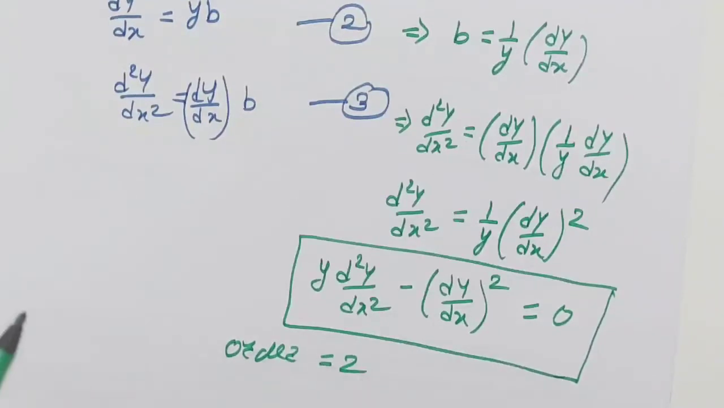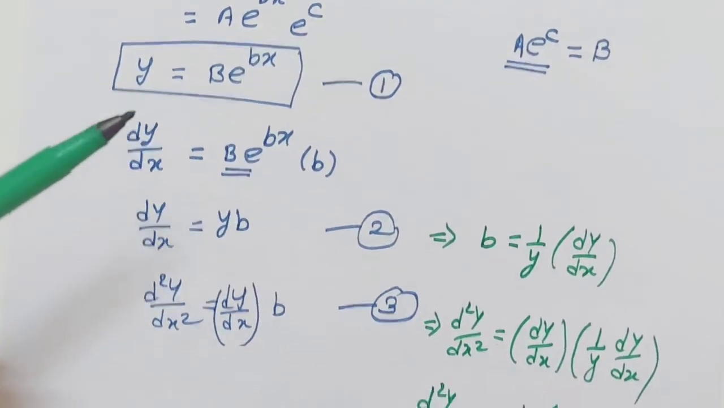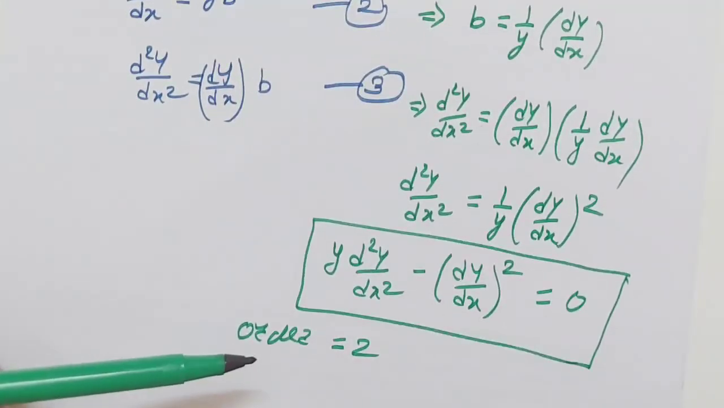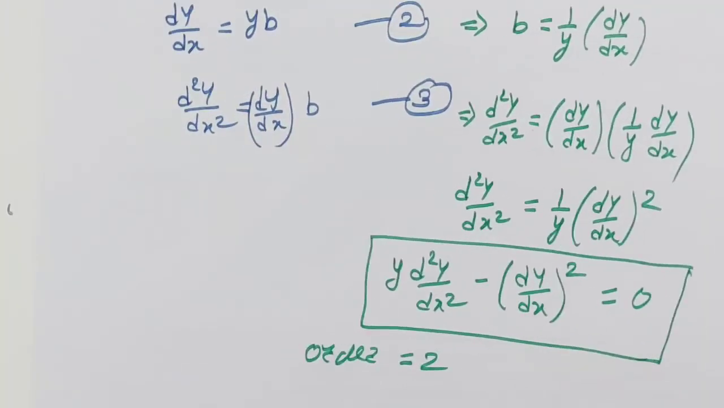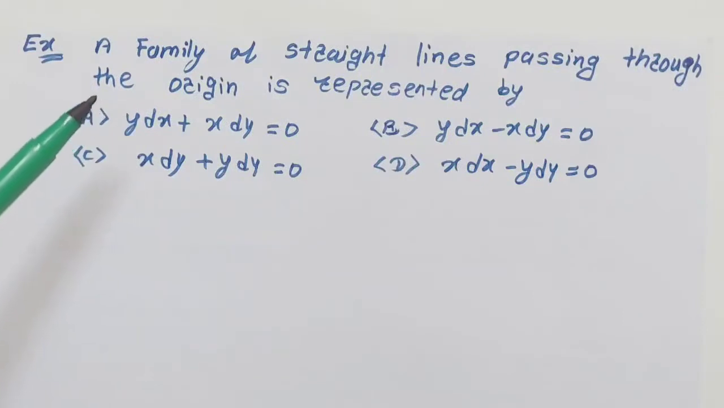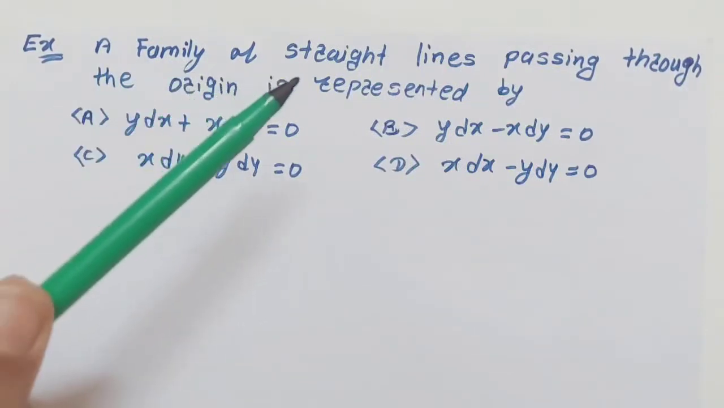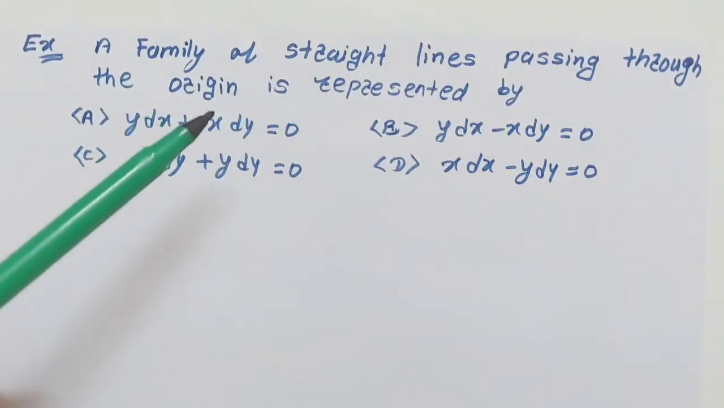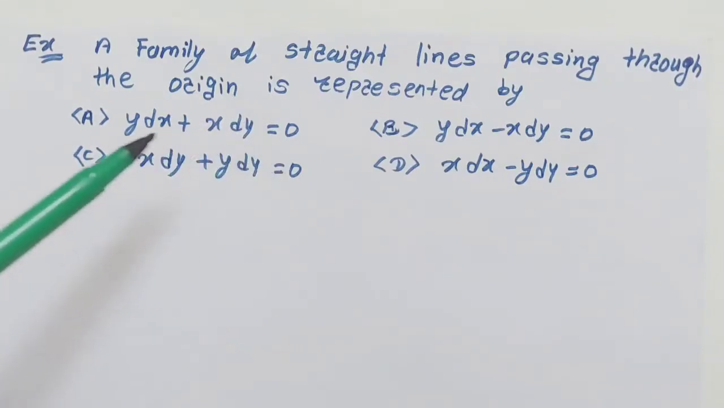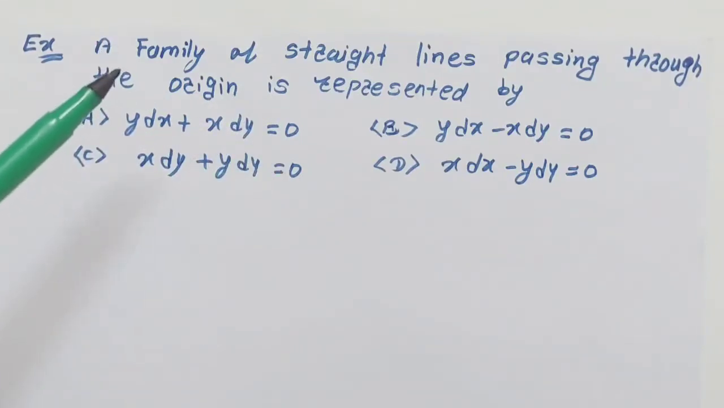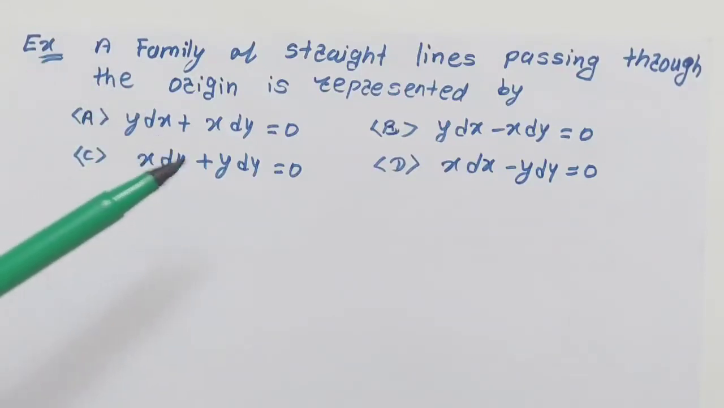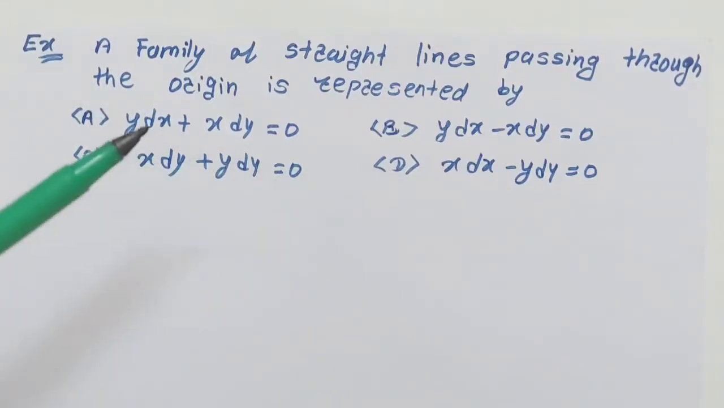Order is 2. So now see here, arbitrary constant be 2 there, and we get order is 2. Now we see the next important question. Example: a family of straight lines passing through the origin is represented by... That means from the equation of the family of straight lines passing through the origin, we have to find out which differential equation will be formed among the options.